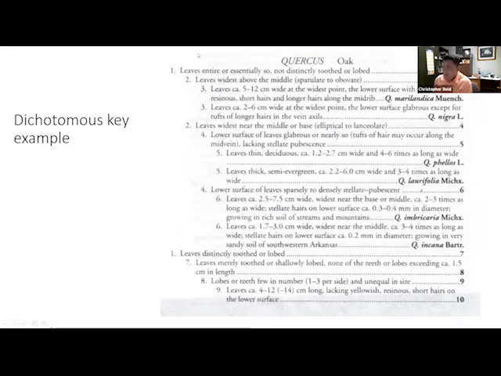So let's just say we're looking at something like white oak that's obviously lobed. So we're definitely not going to go here. We're going to go down here, leaves distinctly toothed or lobed. So when we made this choice right here, we have eliminated 1, 2, 3, 4, 5, 6 possible taxa. Every time you make a choice, you eliminate possibilities. So that's oaks from Arkansas.